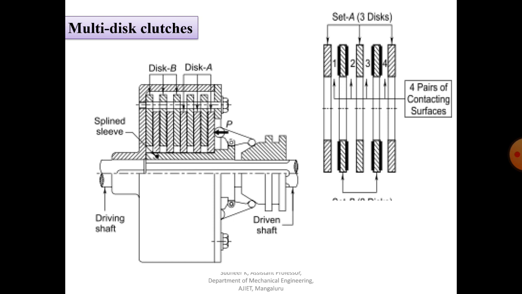driving shaft. That is one of the important notes, because in some problems they will not mention which disc is driving and which disc is driven. So if the disc is made up of steel, it is connected to the driven shaft. If the disc is made up of bronze, that is set B, it is usually connected to the driving shaft. So that is one of the important notes.